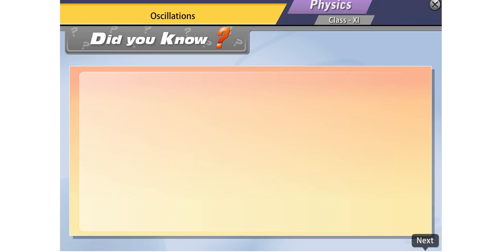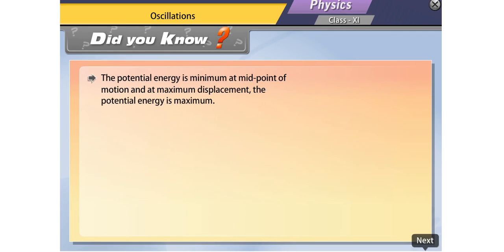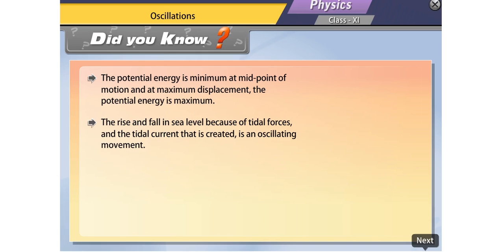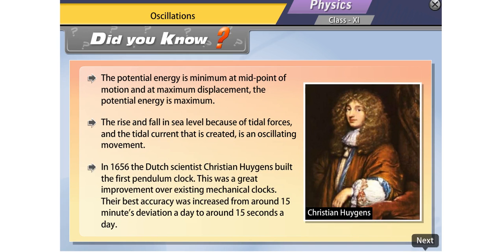Did you know the potential energy is minimum at the midpoint of motion and at maximum displacement the potential energy is maximum? The rise and fall in sea level is because of tidal forces, and the tidal current that is created is an oscillating movement. In 1656, the Dutch scientist Christian Huygens built the first pendulum clock. This was a great improvement over existing mechanical clocks. Their best accuracy was increased from around 15 minutes deviation a day to around 15 seconds a day.